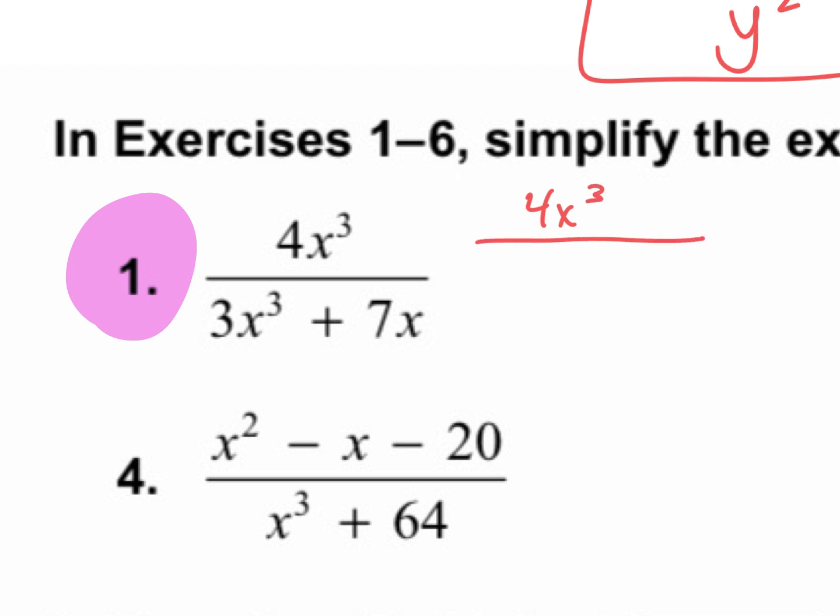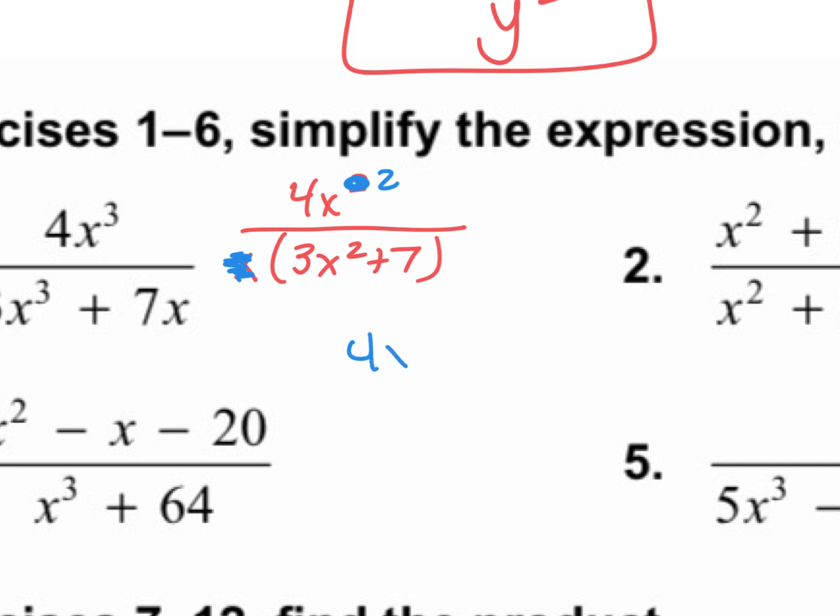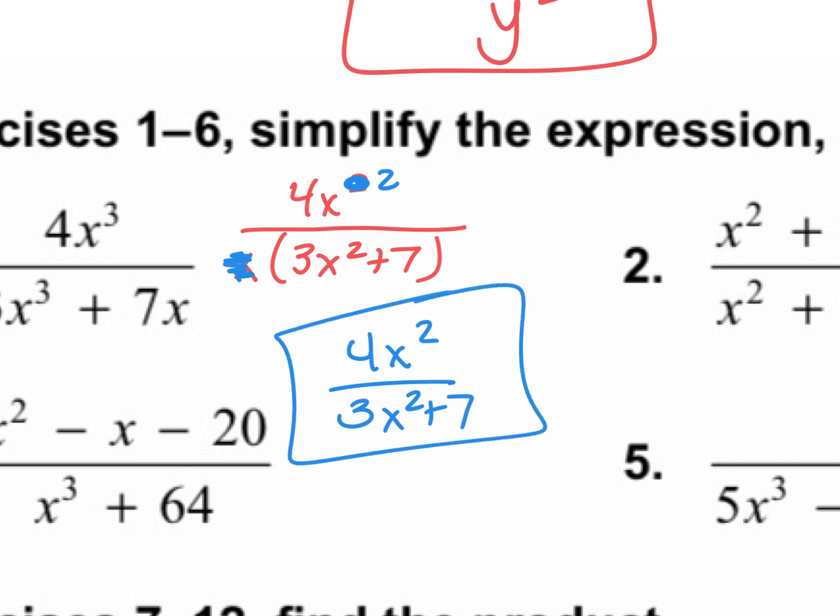In the denominator, can we factor anything out? An x, okay. So bring that out. Becomes 3x squared plus 7. Remember, they are connected with that plus sign. So what can now cancel? Top and bottom, what can cancel? This x down here, and one of them up here, right? So this becomes what? X squared. So this simplified is just 4x squared over 3x squared plus 7. That's it. That is simplified.